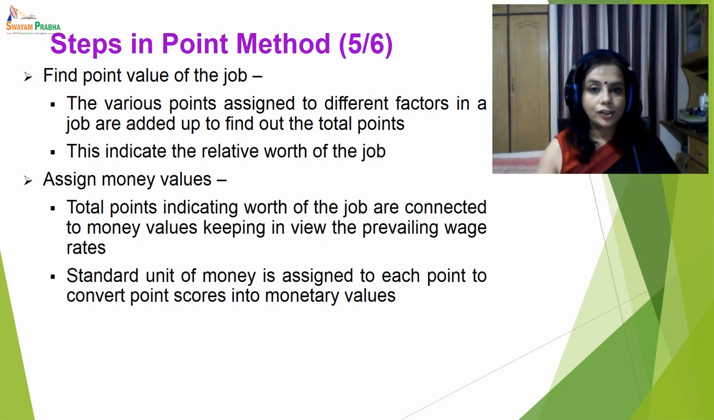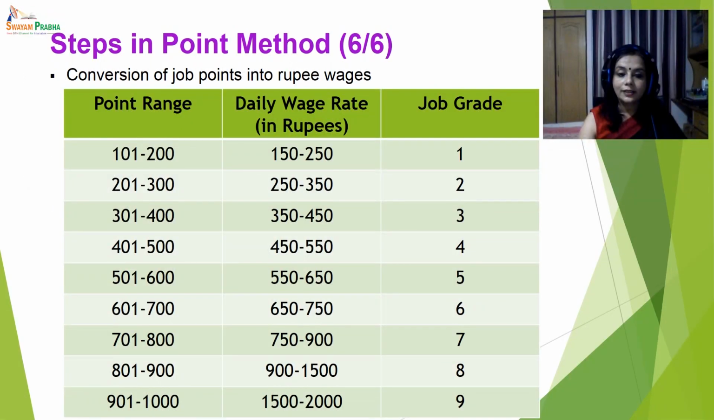Now assign money values. Total points indicating the worth of the job are connected to money values, keeping in view the prevailing wage rates. So you will do a kind of survey, and you decide for each point how much money value will be there. So you have fixed it up. As the number of points increases, the worth of the job increases, because the points are multiplied by the rate. A standard unit of money is assigned to each point to convert point scores into monetary values. So the conversion of job points into rupee wages is shown in this table.